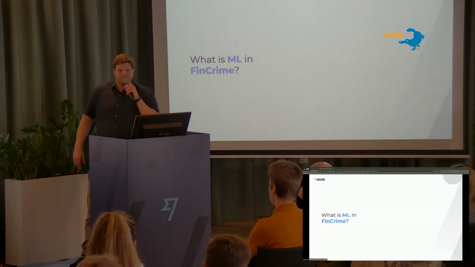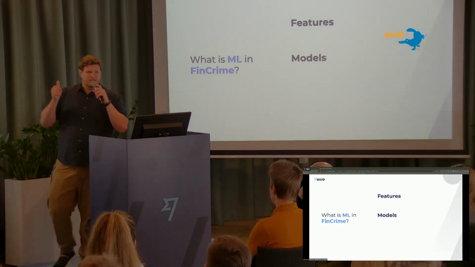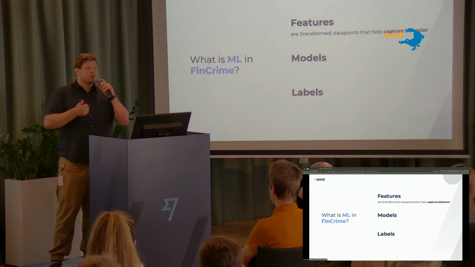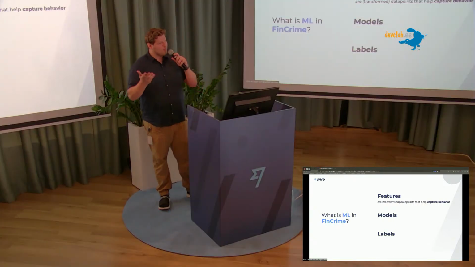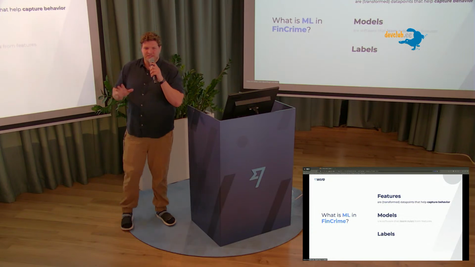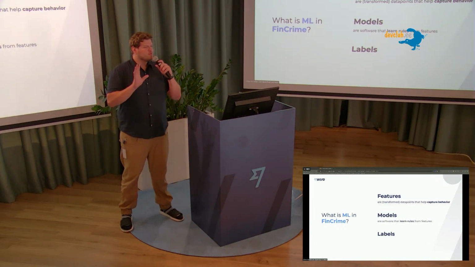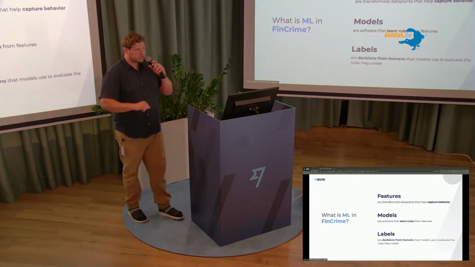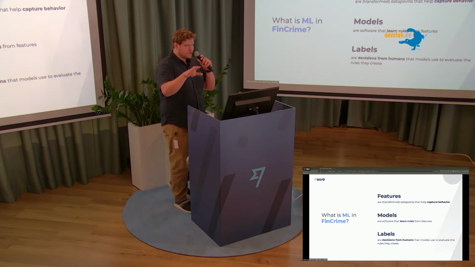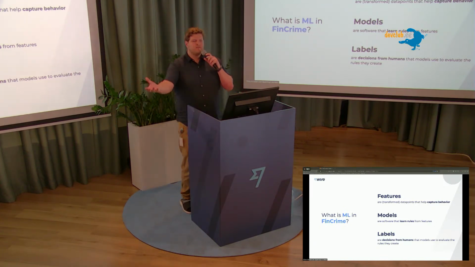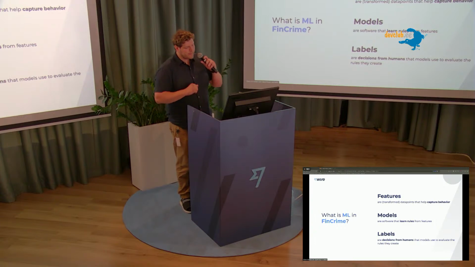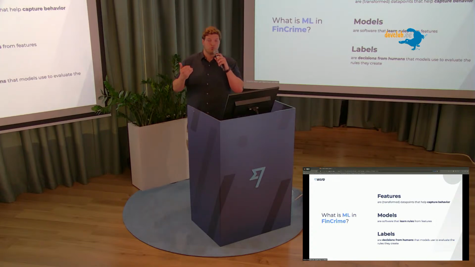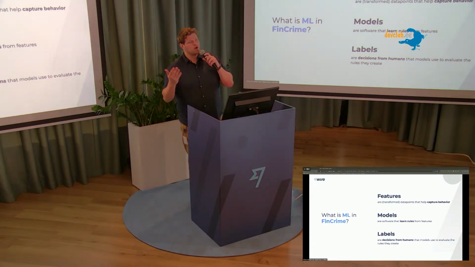What is machine learning? Very briefly, machine learning means features, models, and labels. Features are data points that you can use to capture a given behavior. People have very convoluted explanations of what models are, but simplifying, models are software that can learn rules. So instead of doing a bunch of if and else in your code, you give the model data, features that capture a given behavior, and let it give back to you rules. That's the idea. And labels are decisions from humans that help a model assess whether the rules they created are good or not.